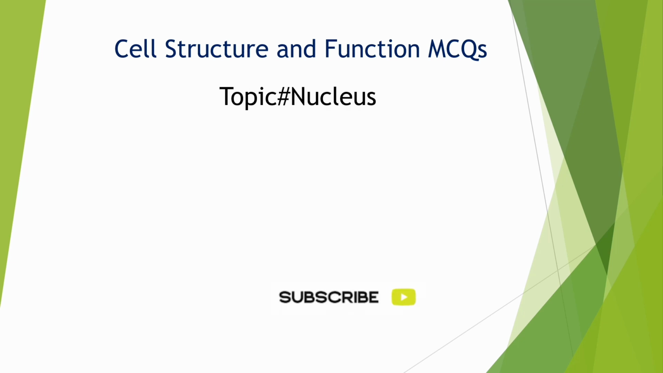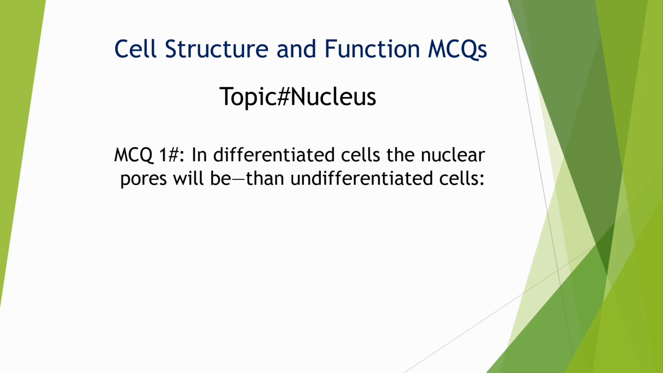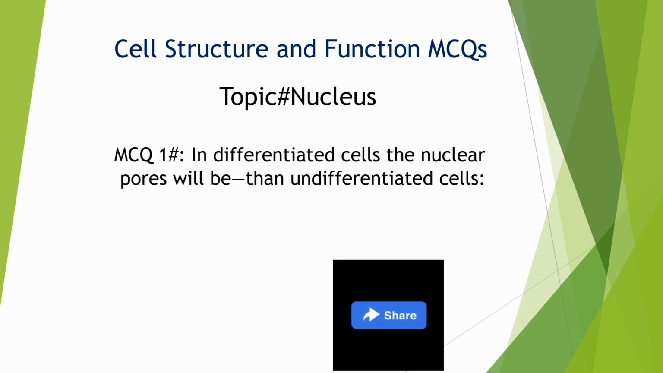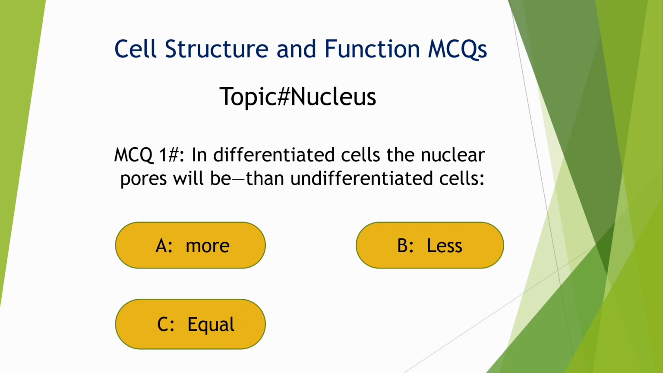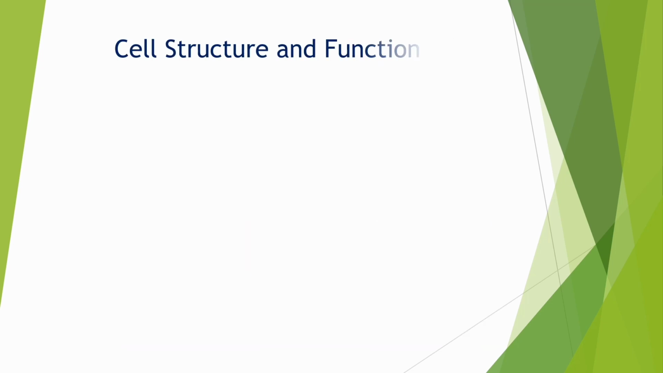Topic Nucleus. MCQ 1. In a differentiated cell, the nuclear pores will be ___ than undifferentiated cells. Option A more, B less, C equal, D 0. Correct option is B.